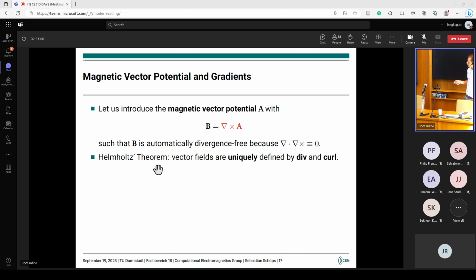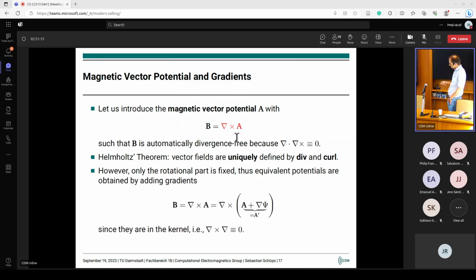The only drawback is that you're aware there's something like Helmholtz's theorem, which says a general vector field is defined by divergence and curl, and here I only defined the curl of A. Indeed, this is an issue. This kind of formulation based on A has the issue that it is not unique. It is solvable, but not uniquely solvable, because you can always add a gradient field to that A, and you will still get the same B, right?